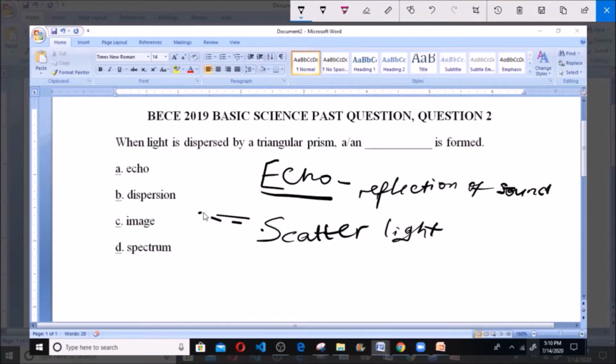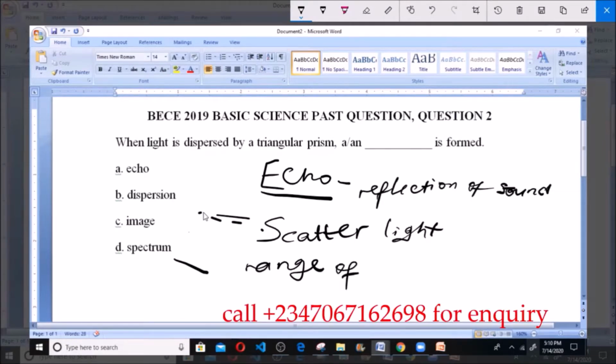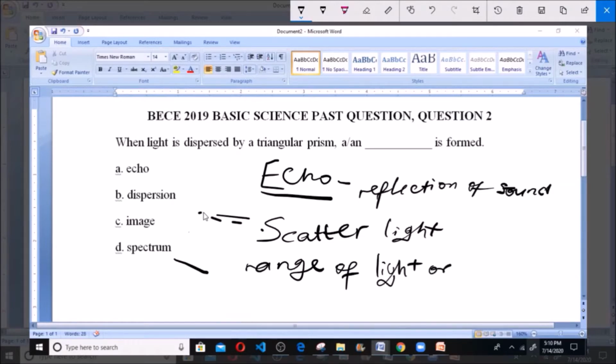Then as you know, image. Image is like what you see in a mirror. When you stand in front of a mirror, or when you place an object in front of a mirror, what you see is an image. You see an image of that object. Then spectrum. The word spectrum here is a range of lights, or a range of colors that is presented when light rays pass through a triangular prism. That's a spectrum. Spectrum is a range of colors.